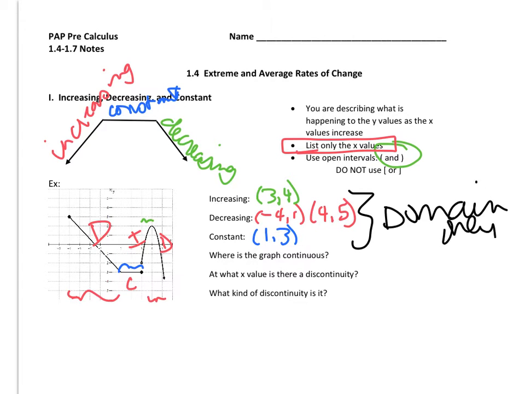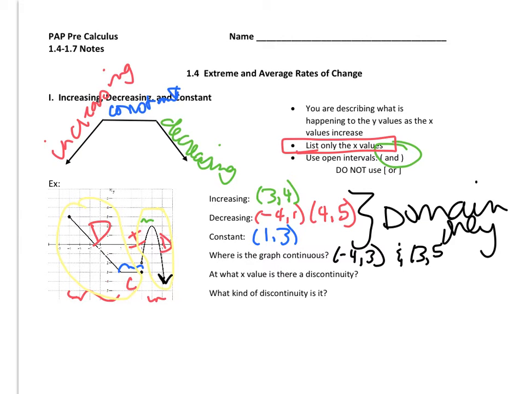So if I want to know where the graph is continuous, my graph is continuous on this part and this part. So I'm going to list those two parts. It's continuous from -4 to 3. And then it's continuous again from 3 to 5. Oops, actually from 3, we need to fix it. This is so small, there's an error on here.